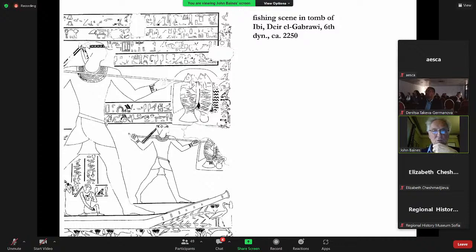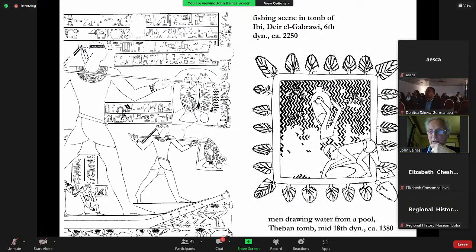Here is a very different thing where you have somebody who is getting water out of a pool. It's the figure who's leaning forward who is most amusing to look at, because his leg wraps around the back of a tree, but that could only be true in a picture, not in reality.